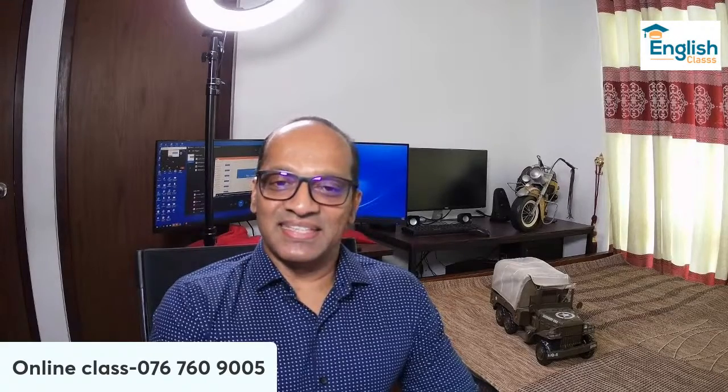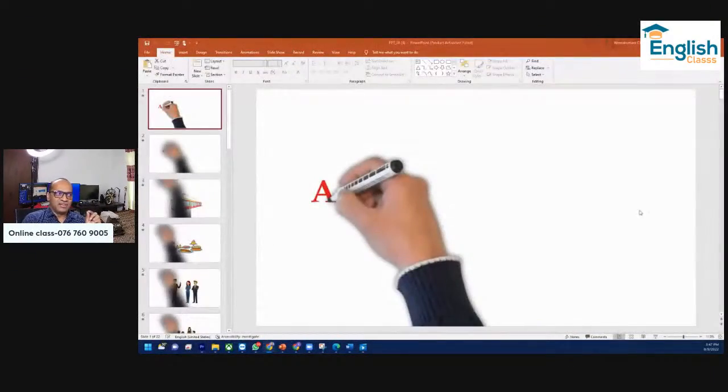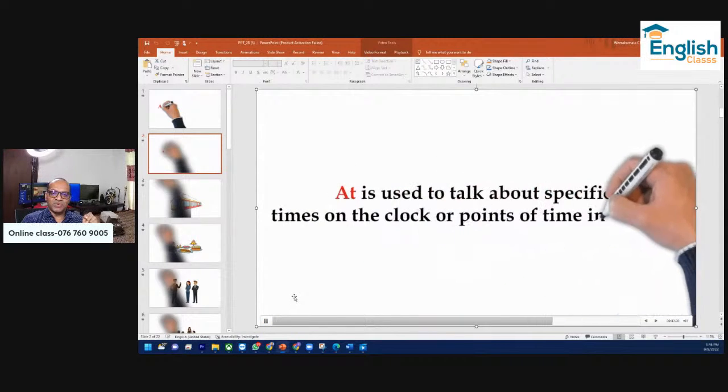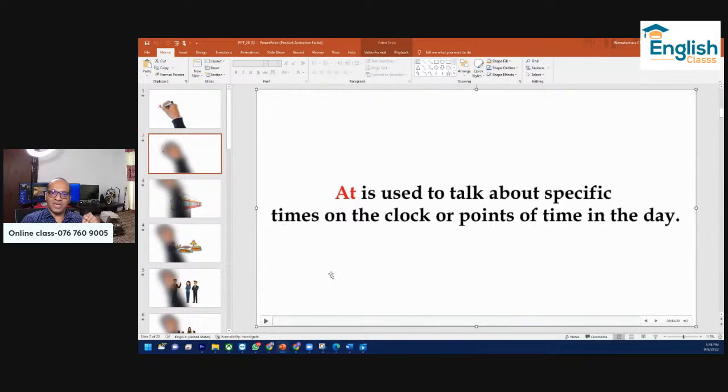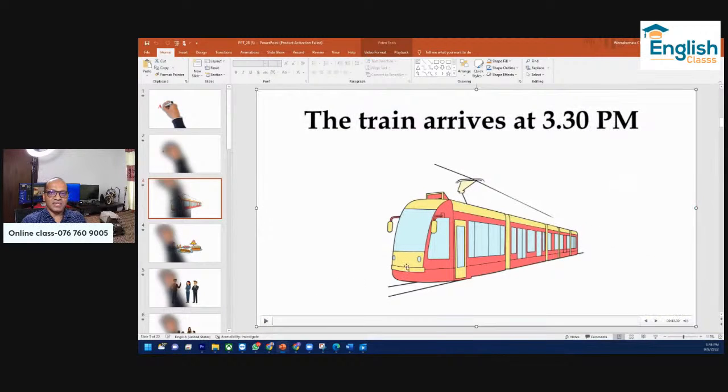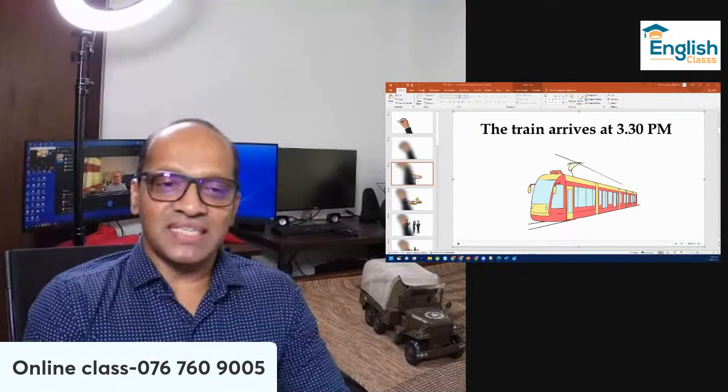At 2:30, at 3:30, at 5:30, etc. Now, when we mention a specific time, we can use the preposition at. At is used to talk about specific times on the clock or points of time in the day. Look at this example here. The train arrives at 3:30 p.m. This is the specific time that the train arrives.